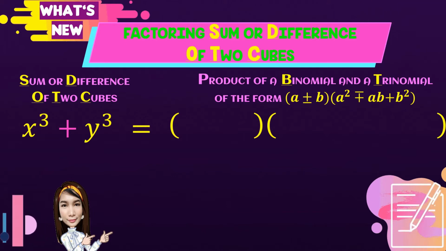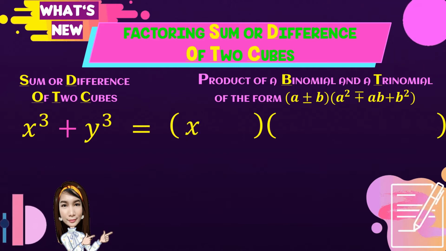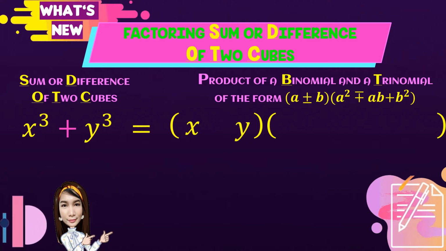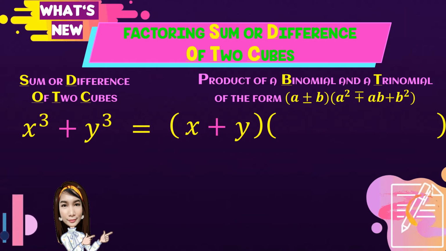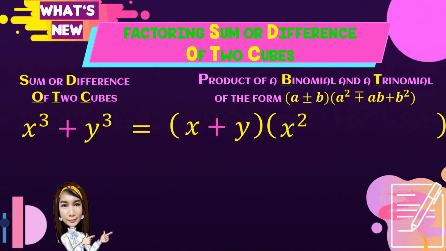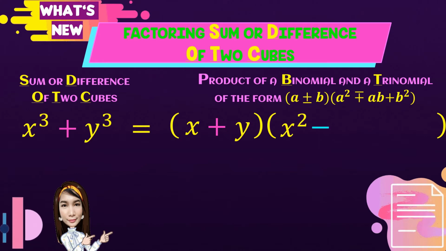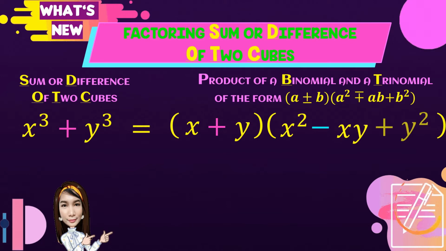So to get the binomial, we're going to get the cube root of x cubed, we have x, cube root of y cubed, we have y, then we keep the operation plus. Then for the trinomial, we're going to square the first term, x squared. The opposite of plus, we have minus. Multiply the first and the last, we have x times y. Then square the last term, we have y squared.